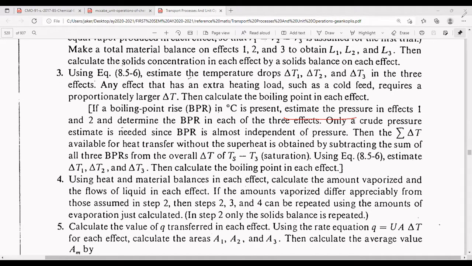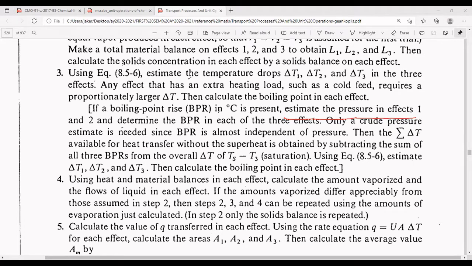in effects 1 and 2, because in the case of a triple effect evaporation system, your last effect pressure should be given, because it's always step 1 that you determine the boiling point of the last effect. So it says here that you are to estimate the pressure in effects 1 and 2 and determine the BPR in each of the 3 effects.